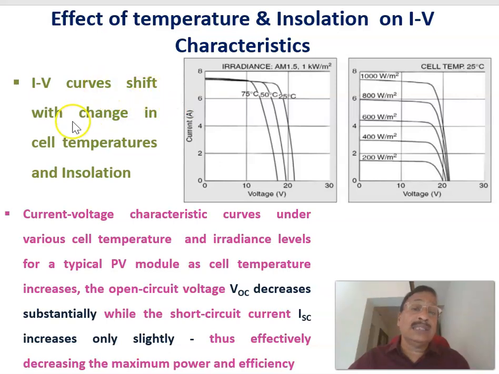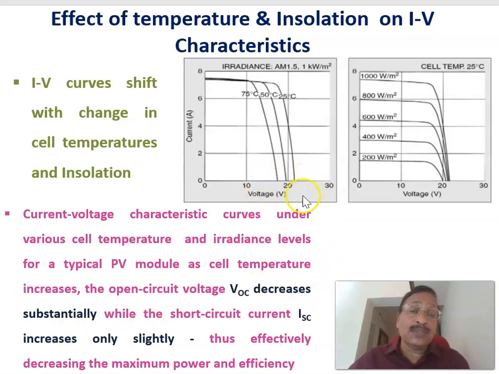Therefore, the IV curve shifts with a change in cell temperature as well as insolation. Looking at the current voltage characteristic curves under various cell temperature and irradiation levels for a typical PV module, as cell temperature increases, the open circuit voltage VOC decreases.